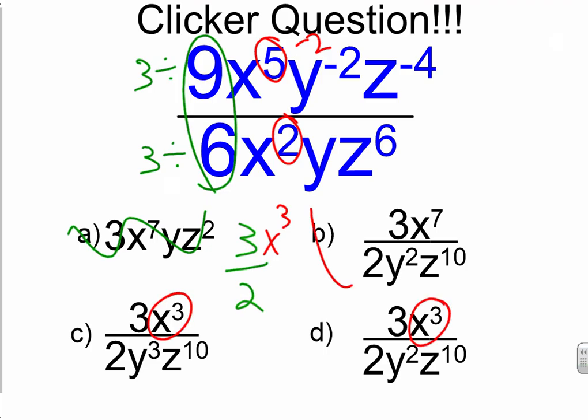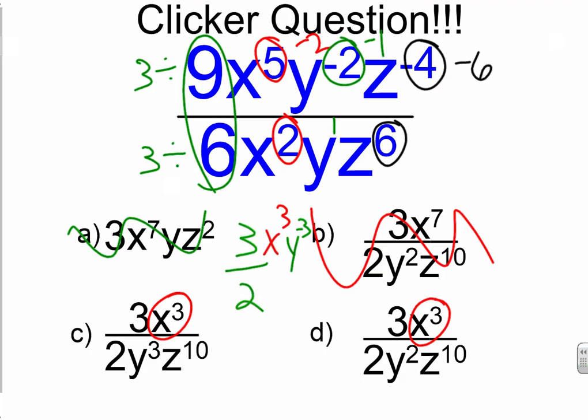And then, so that means I can cross off b. And then I end up with negative 2 minus, this has a power of 1, so I should have y to the negative 3rd power. And then I have z to the negative 4th minus 6, which should be z to the negative 10th power.